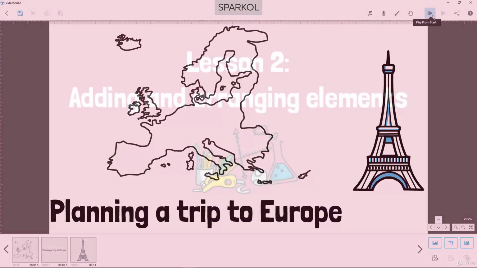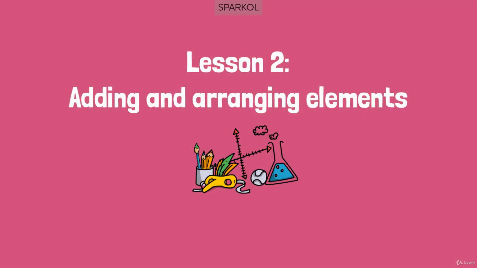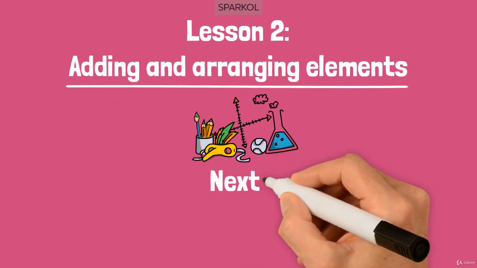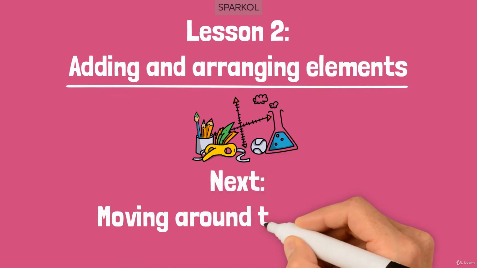Okay, that's it for this lesson. We've looked at how you can add images and text to the canvas and start to arrange them into a layout for your video. In the next lesson, we'll learn how to move the canvas around so we can continue to build our first simple scribe.